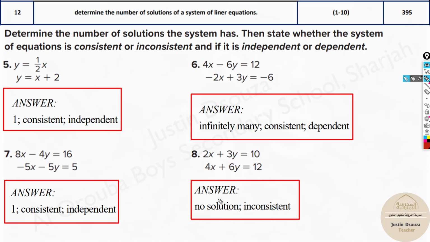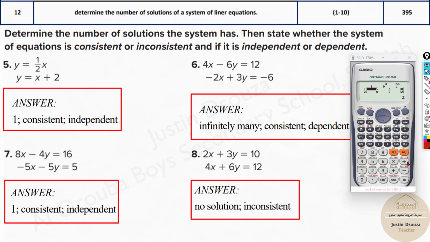But when it comes to no solution, let me solve this. The same thing, you need to use your calculator. I've typed in all the coefficients and when I press equal to, I get no solution. But if your calculator is giving you a math error, that's fine. We have to use the same procedure we did just a while ago for the infinite solutions. Try to make these two coefficients equal. So I'll just multiply this entire equation by 2.